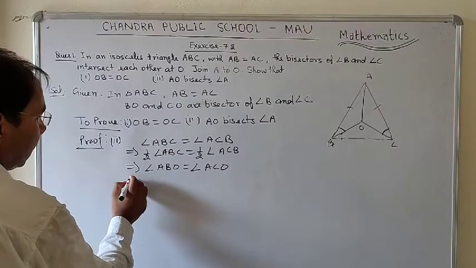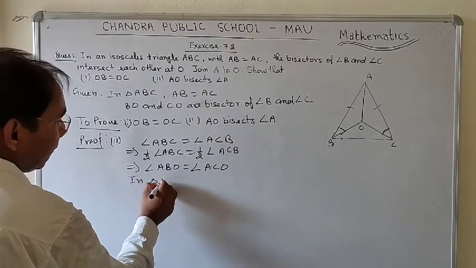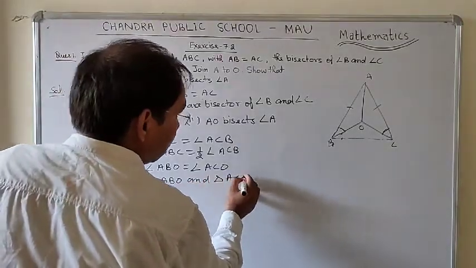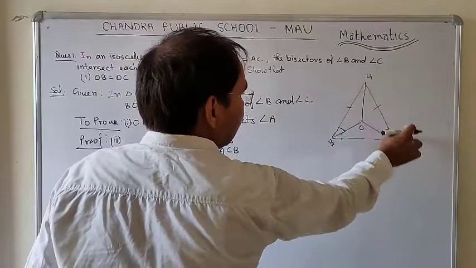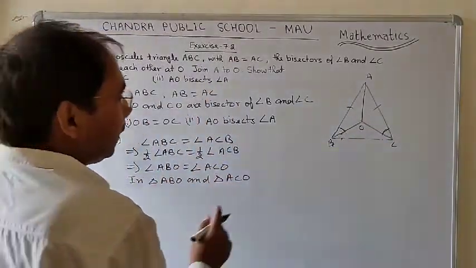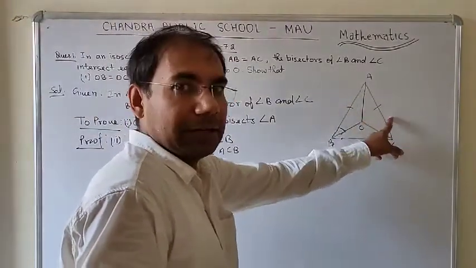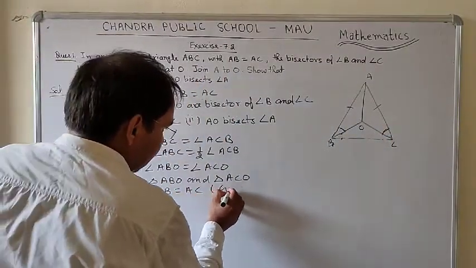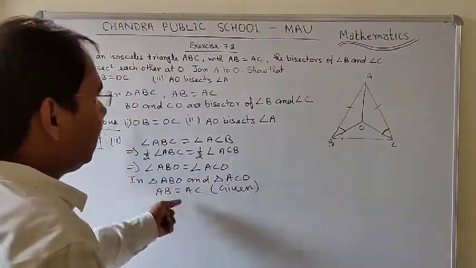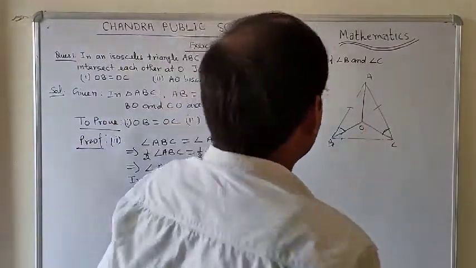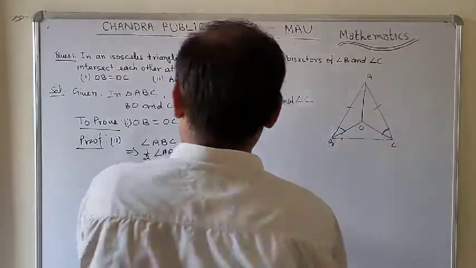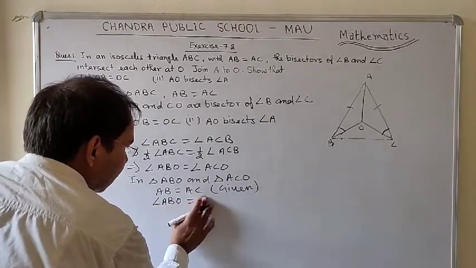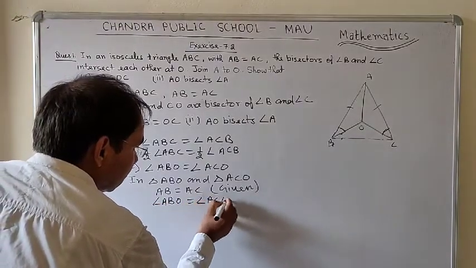Now I am going to take triangle ABO and triangle ACO. In both the triangles, AB equals AC, that is given in the question. So here you will write AB equals AC, that is given. Now angle ABO equals angle ACO. Here I have proved that angle ABO equals angle ACO. It is proved.